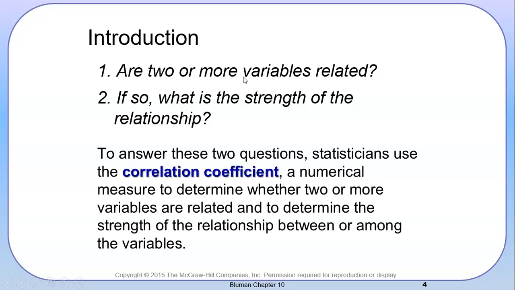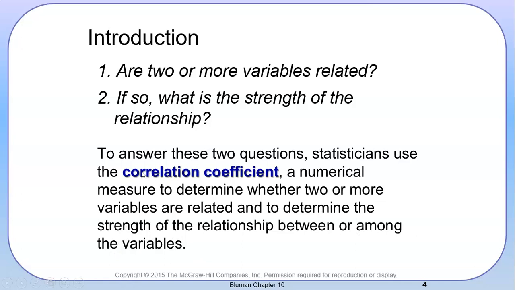If the two or more variables are related, then the next question we want to ask is, what is the strength of the relationship? In order to answer both questions, statisticians use the correlation coefficient. The correlation coefficient is a numerical measure to determine whether two or more variables are related and to determine the strength of the relationship between or among the variables.